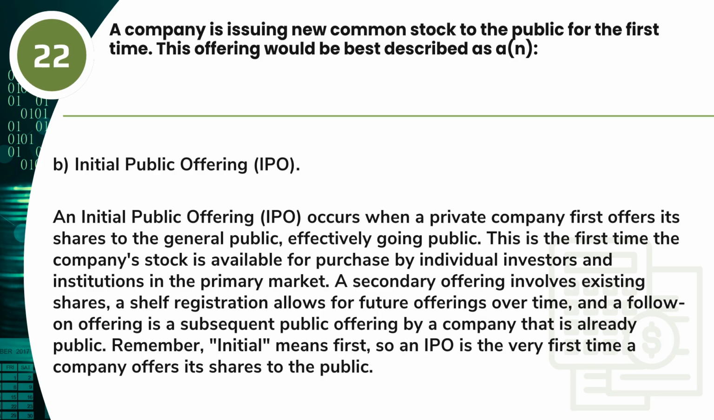An initial public offering, IPO, occurs when a private company first offers its shares to the general public, effectively going public. This is the first time the company's stock is available for purchase by individual investors and institutions in the primary market. A secondary offering involves existing shares. A shelf registration allows for future offerings over time, and a follow-on offering is a subsequent public offering by a company that is already public. Remember, initial means first, so an IPO is the very first time a company offers its shares to the public.